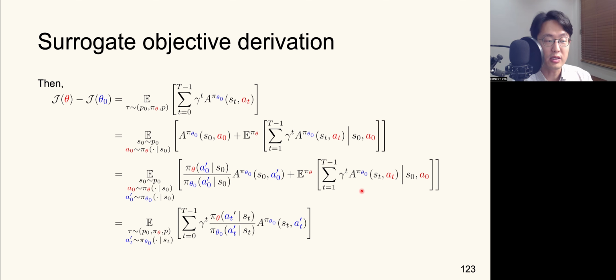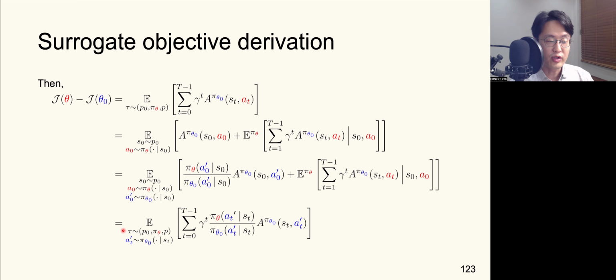By repeating this argument, we eventually arrive at the summation of gamma to the power t times this importance weight times the advantage function. Now all of the actions are generated from distribution pi theta 0. Now this is kind of a funny expectation. To explain this expectation fully, imagine the trajectory tau generated by policy pi theta.